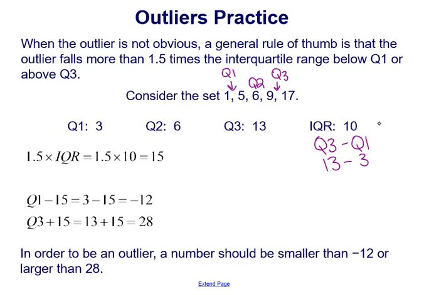So in this case, we don't have any outliers in 1, 5, 6, 9, and 17, because none of those numbers is lower than negative 12 or higher than 28. But let's say I added to this data set 100. So 100 is much greater than 28, so that would be considered an outlier. Or if I added negative 13, even though it's only 1 less than negative 12, it's smaller than negative 12, so that would be considered an outlier. So we can use this as a general rule of thumb when it's not as obvious that an outlier has occurred.